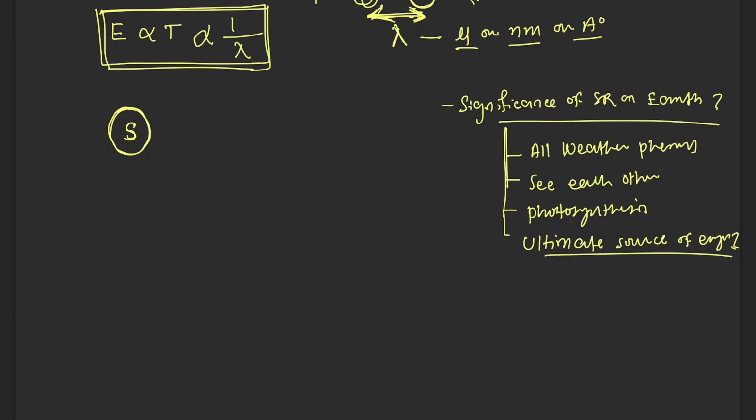Why is the sun known as the ultimate source of energy? Because it radiates a huge quantity of energy, and more than 99% of the energy requirement on earth we get from the sun. That's why the sun is also known as the ultimate source of energy.